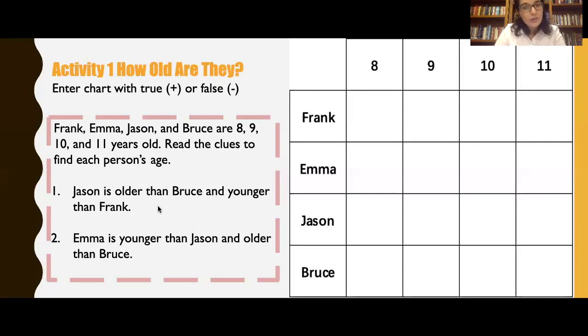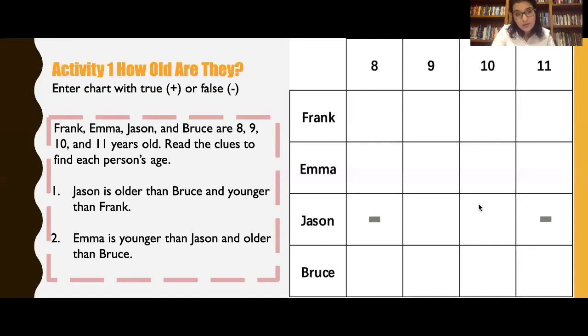So again, Jason is older than Bruce and younger than Frank. What this tells us is that if Jason is older than Bruce, Jason cannot be 8. Because if Jason is 8, he cannot be older than anybody, because 8 is the youngest age. So we know Jason's not 8. And if he's younger than Frank, we know that Jason cannot be 11. Because if Jason is 11, everyone else is younger than him. He can't be younger than anybody. So right off the bat, we know these 2 things.